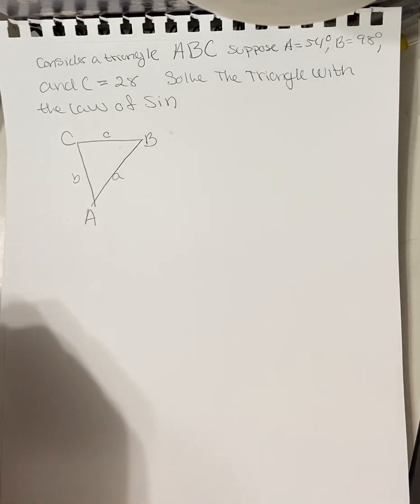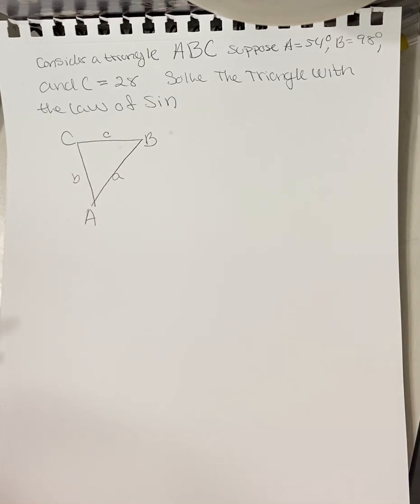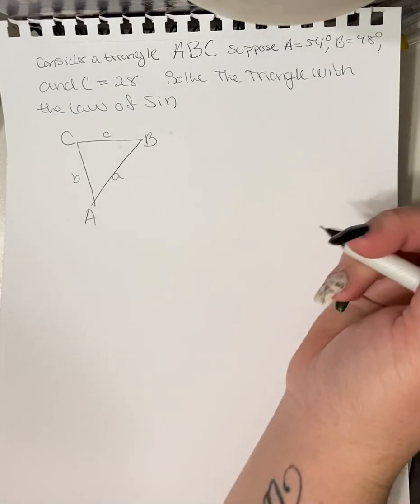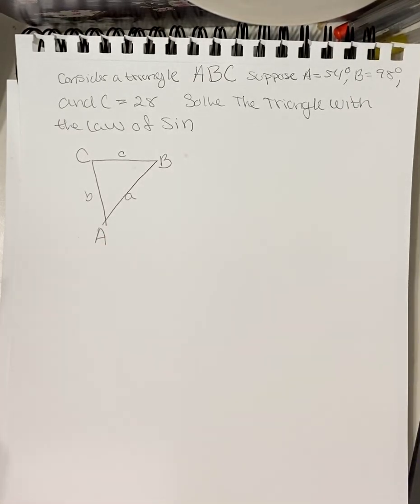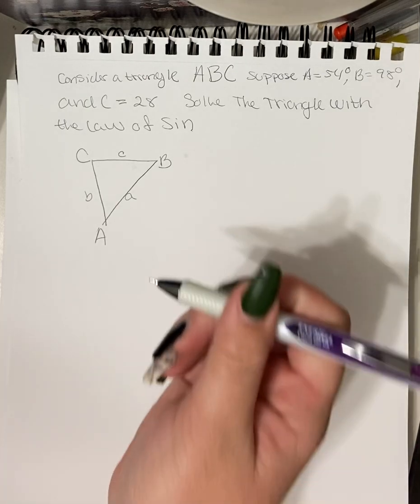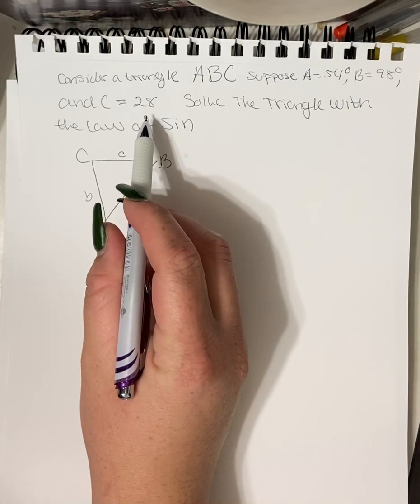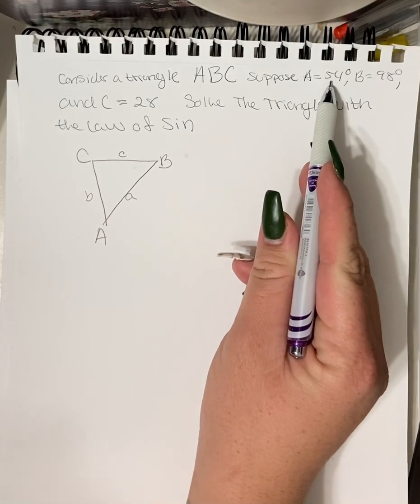And right now I'm going to be doing a video explaining how to solve the triangle with the law of sines. Now, what I like to do first is input my information in different colors. Okay, so I have A equals 54.